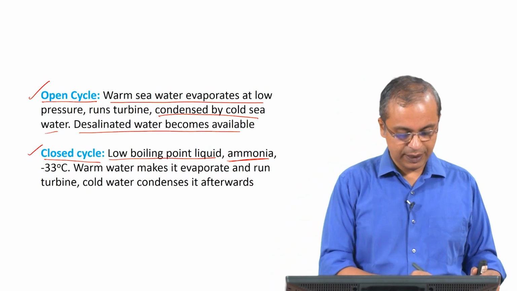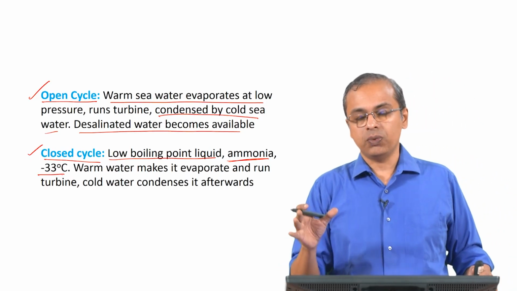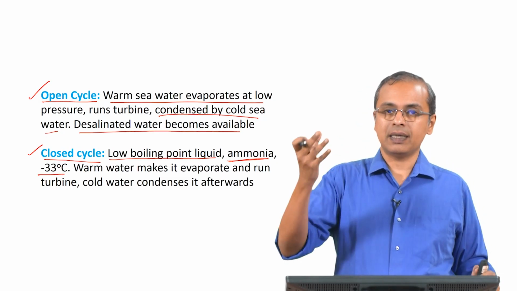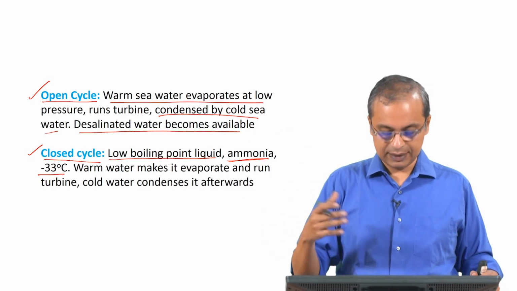But for example, ammonia would be something that boils at minus 33 degrees C, and so you can use that in the context of this system, and then that would be the liquid that would evaporate, that will run the turbine and then be condensed and so on.